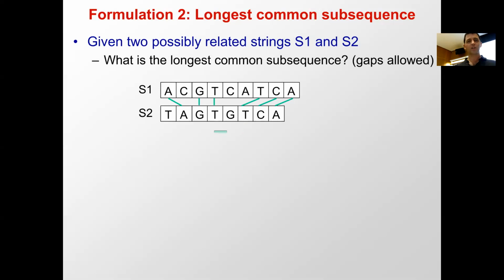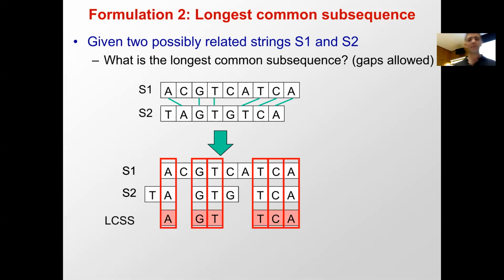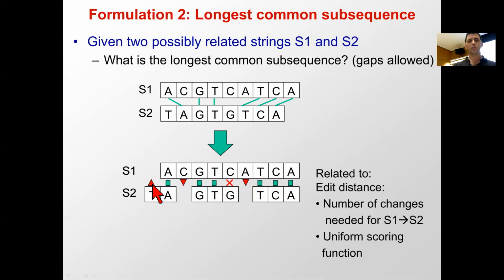Yay, awesome. So this is basically the longest common subsequence. You basically have insertions, deletions, and mutations. This is exactly the evolutionary operations that we want to model, okay? So this is related to edit distance. We basically have the number of changes needed to transform S1 into S2 using a uniform scoring function.